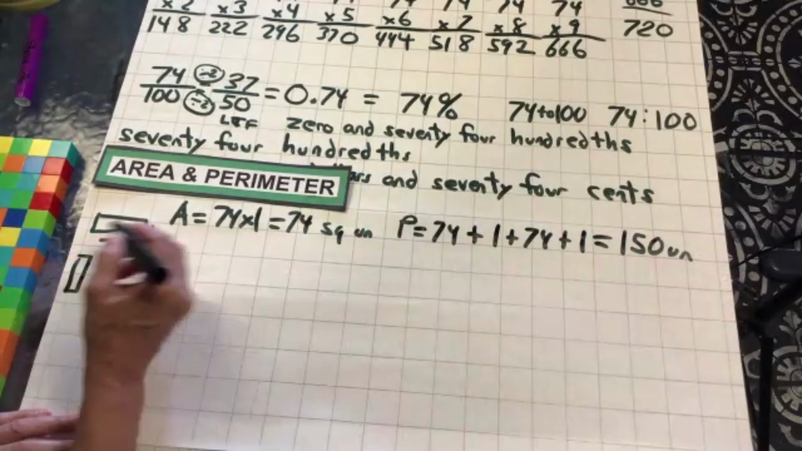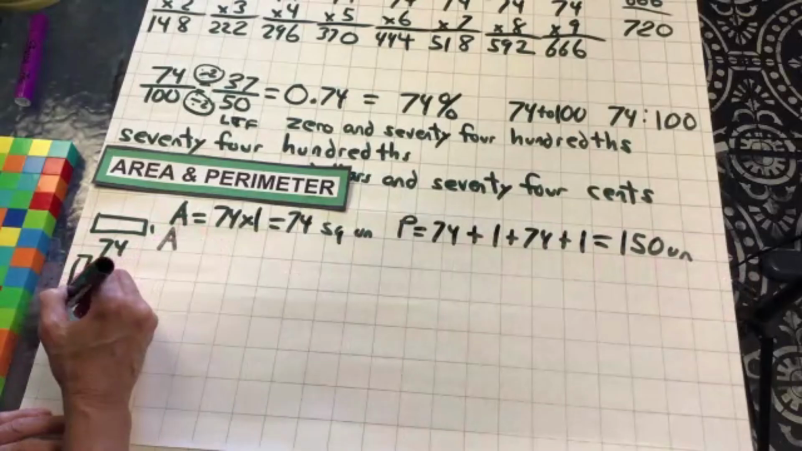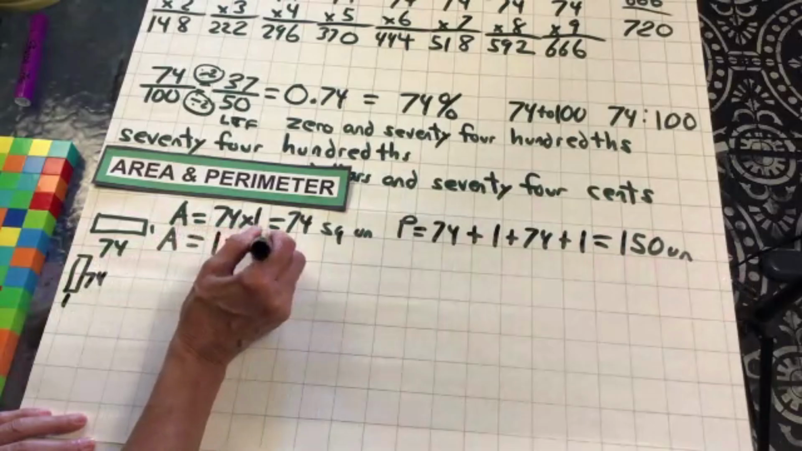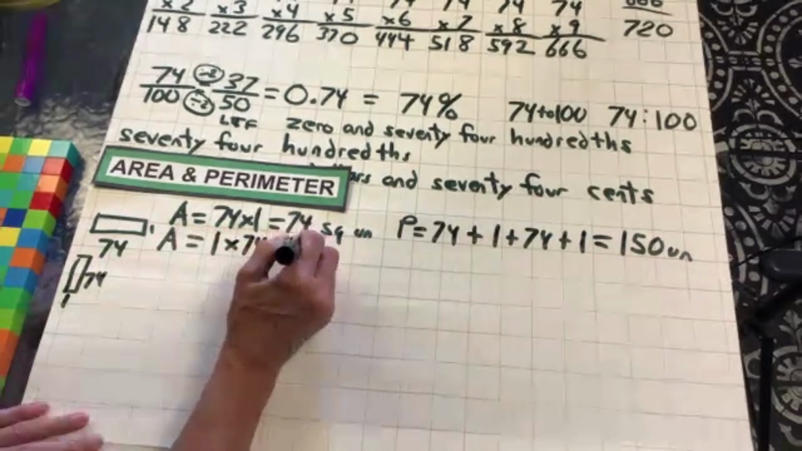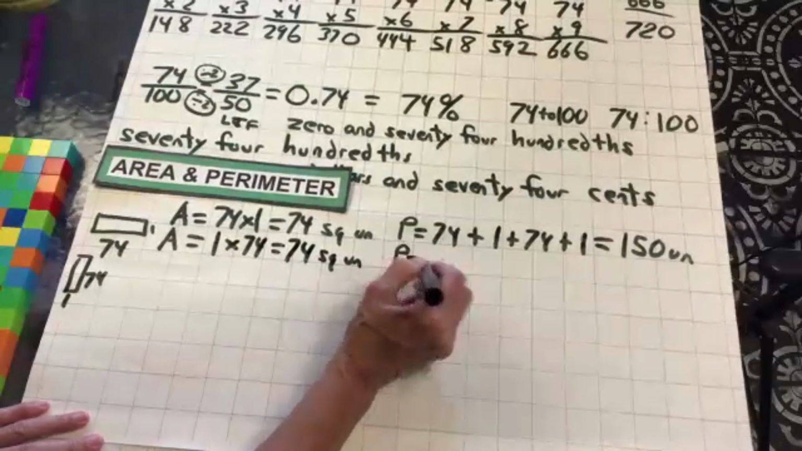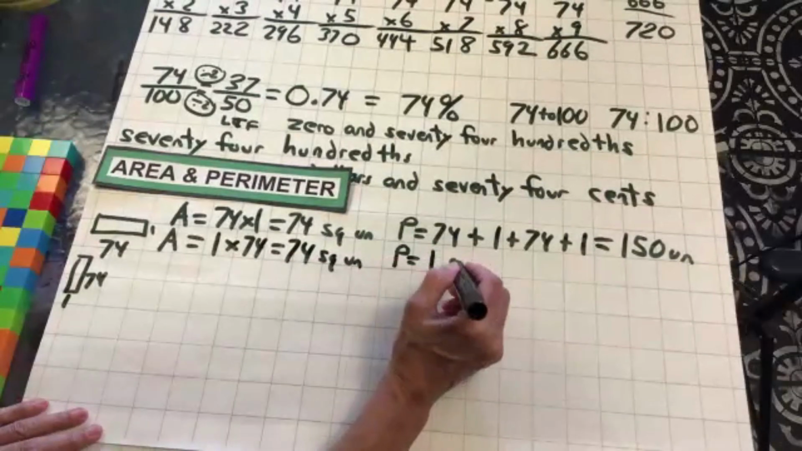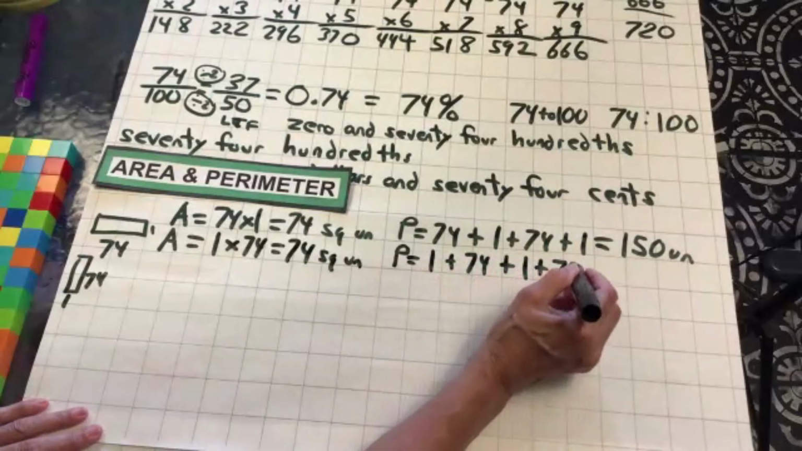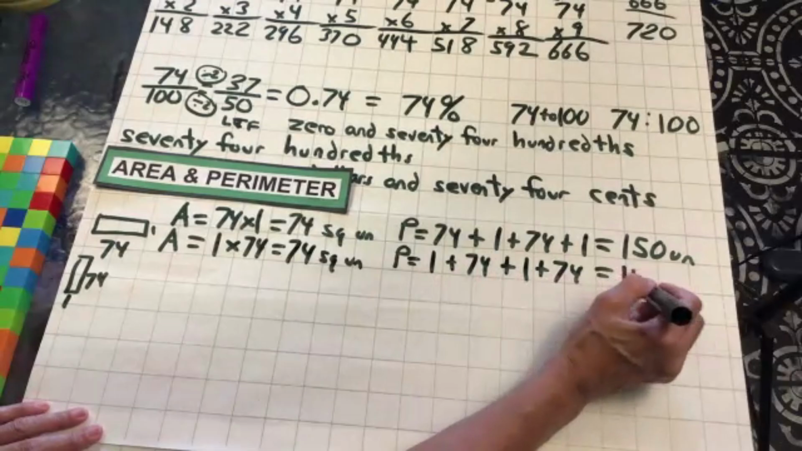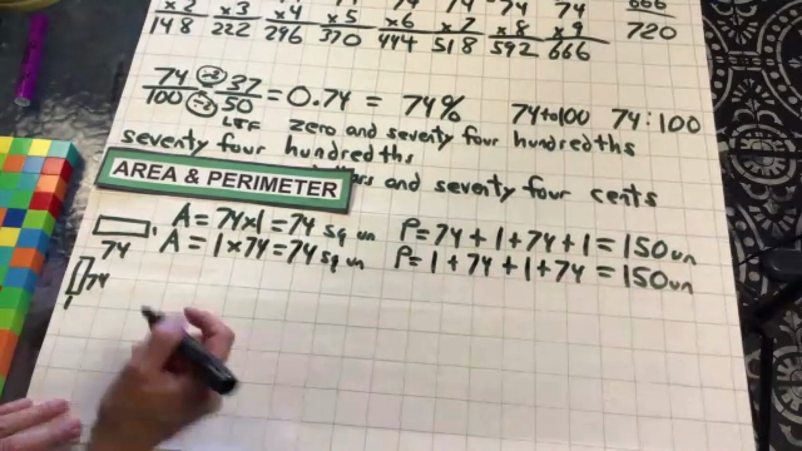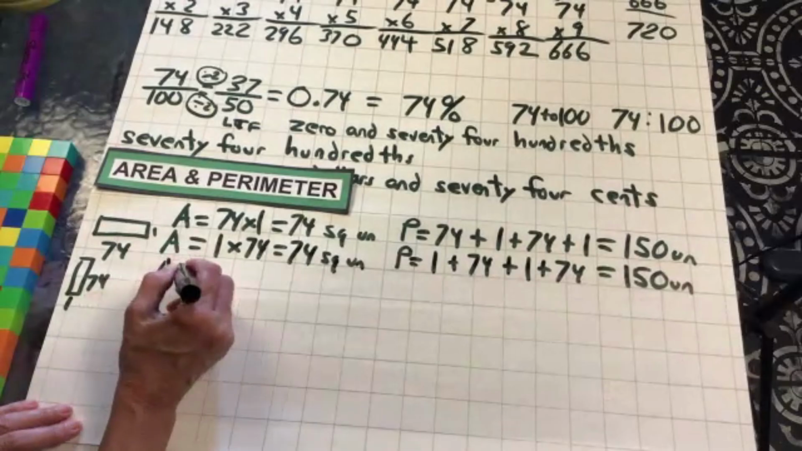And then we have, standing it up, 1 by 74. So again, we're switching up how we write the numbers, but we always get the same results. And the same goes with our perimeter. It's a 1 plus 74 plus 1 plus 74 equals.